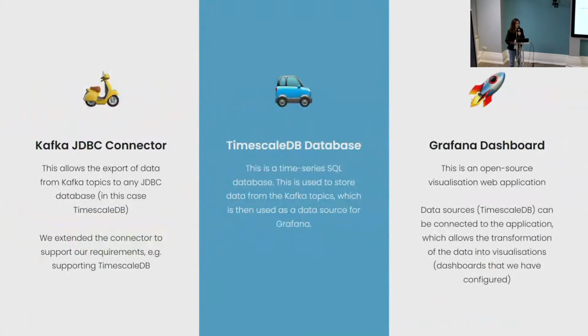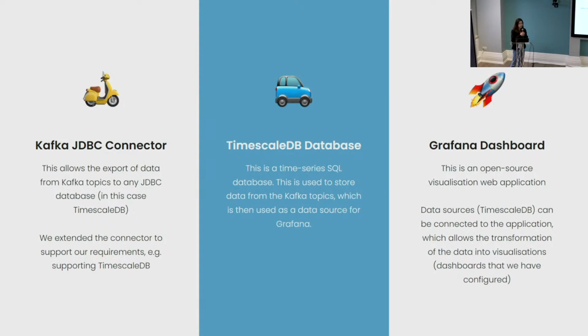As I mentioned, there are 3 main components to this. There is the Kafka connector. This allows the export of data from the Kafka topics, where the data streams are sent to any JDBC database, in this case TimescaleDB. We extended the connector to support our requirements, supporting TimescaleDB, for example.